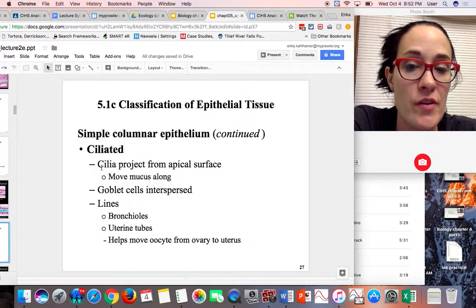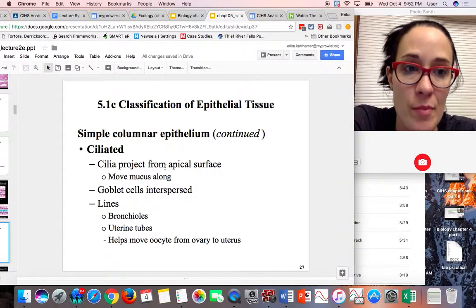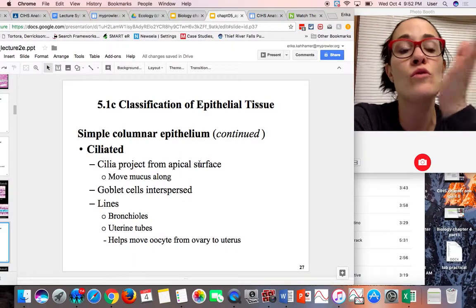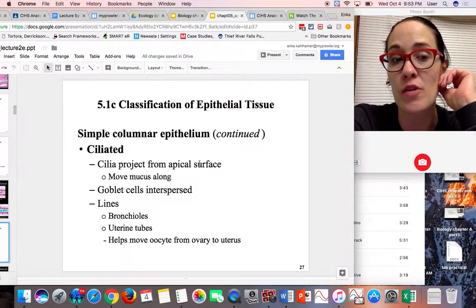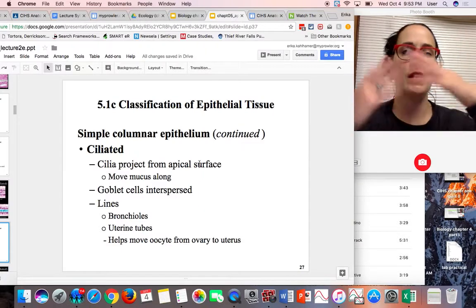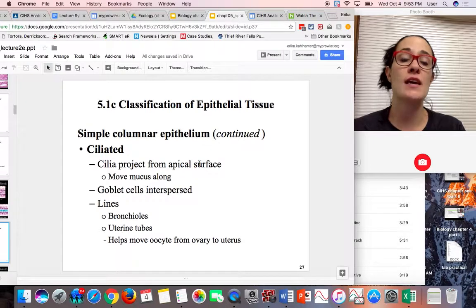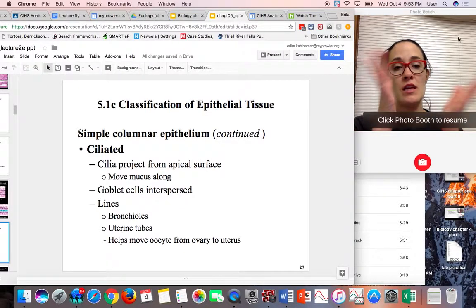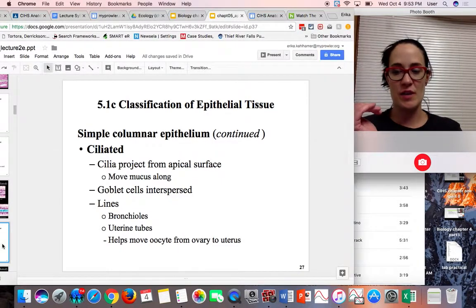Simple columnar that's ciliated, so the same shape, except there's cilia on the top of the apical surface, and the cilia is there to move the mucus where it needs to go. So we're going to see this in the bronchioles, which are in your lungs, or the tubular structure within your lungs. So to get things out of your lungs when you have a lower respiratory infection. Uterine tubes, they connect the ovaries to the uterus, so to move the egg towards the uterus. They help move the oocyte, which is really kind of cool.